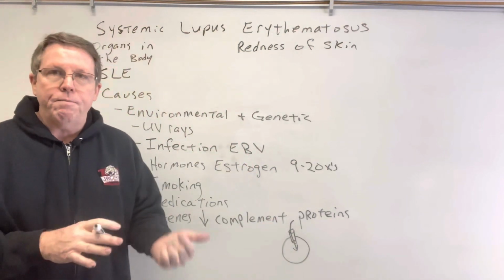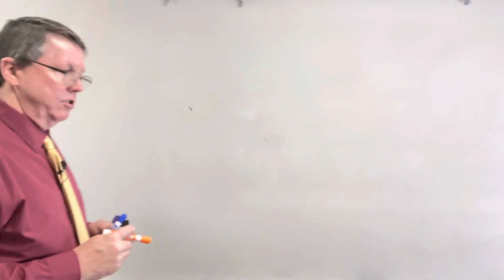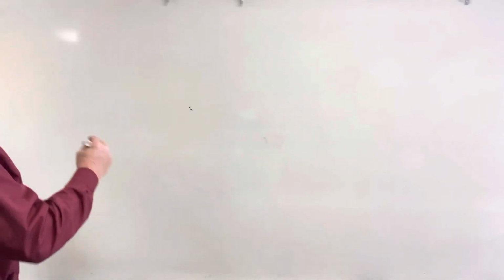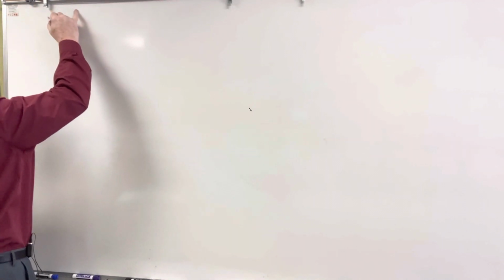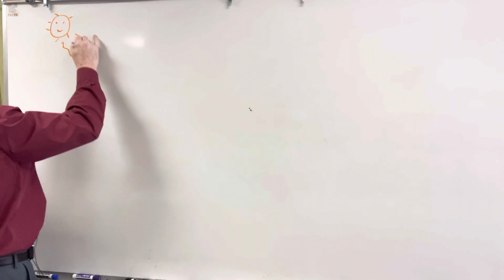So now let's take a look at the pathophysiology of systemic lupus. Okay, so let's take a look now at what happens when someone gets SLE. So like we said, there's a genetic component and there's an environmental component. So I'm going to draw the sun over here, because that's the most common cause, right? So here's the sun, and the sun's going to release UV rays.